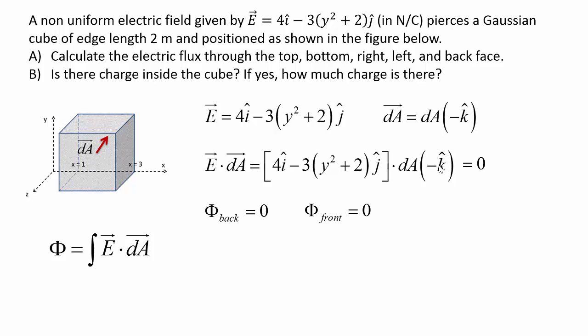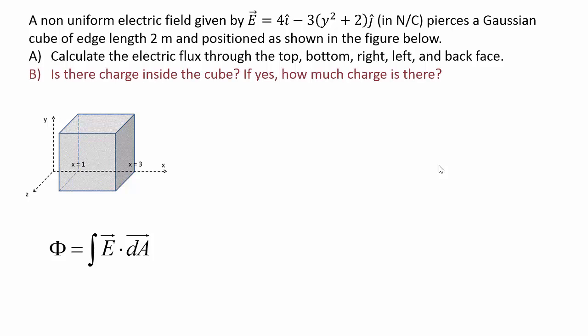In the last part of the problem, we need to find if there is charge inside the cube, and if yes, how much charge is there. Well, we calculated the flux through every single surface of this cube. If there is charge inside the cube, it means the flux cannot be 0. If there is no charge, then the net flux through the cube has to be 0. The net flux through the cube is calculated as the sum of the flux through every single one of its surfaces. So all we have to do is plug in the numbers.